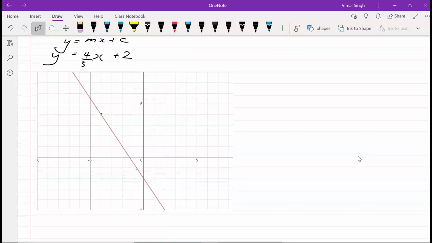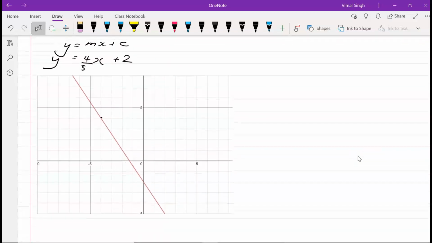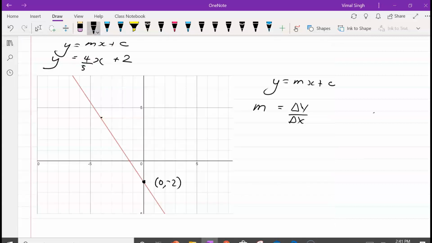Okay, let's try another example. Here's a graph of a straight line, but this time the line is sloping in the opposite direction. So let's write down the equation of this line in the form y is equal to mx plus c. The first thing I need to work out is the gradient. The gradient is change in y divided by change in x. If we find the y-intercept, this is where the y-intercept is, and it is (0, minus 2).